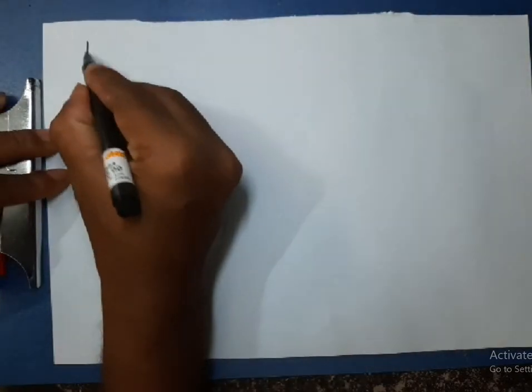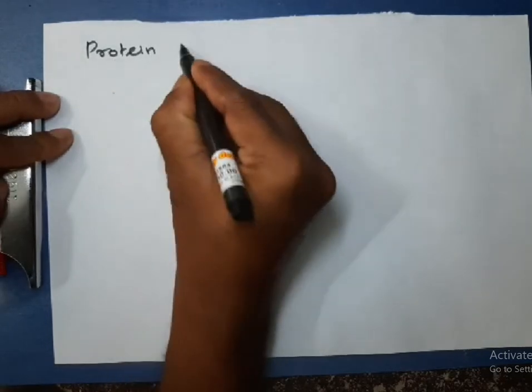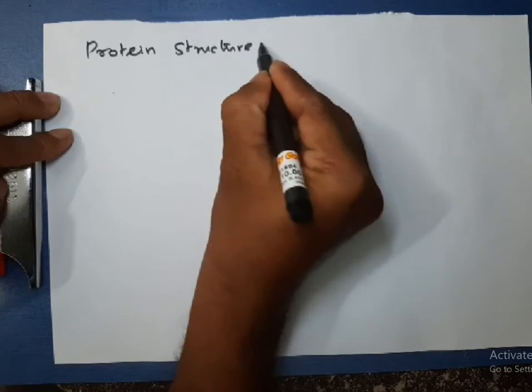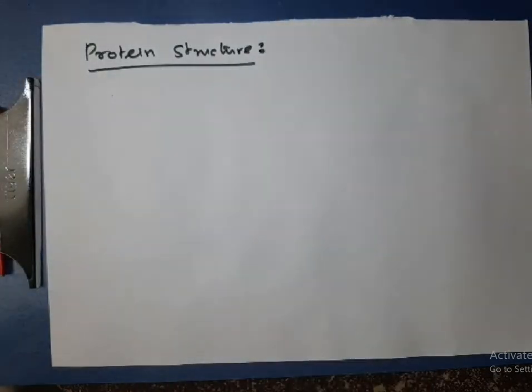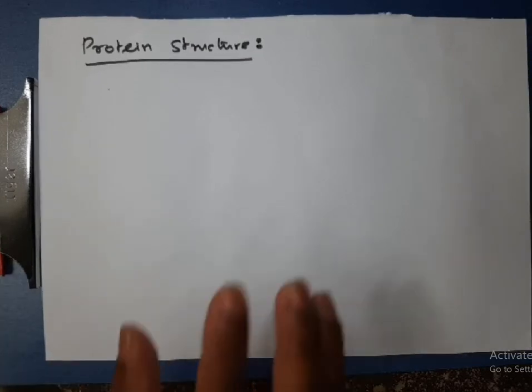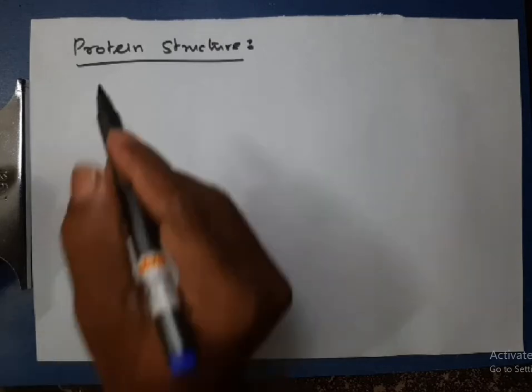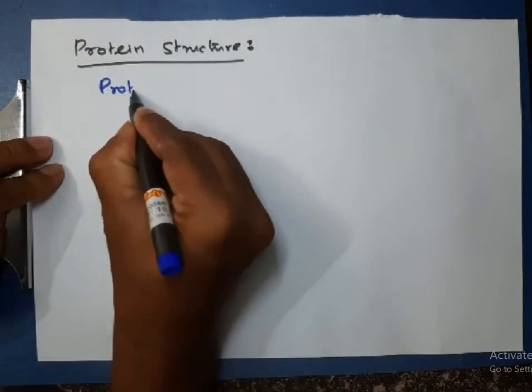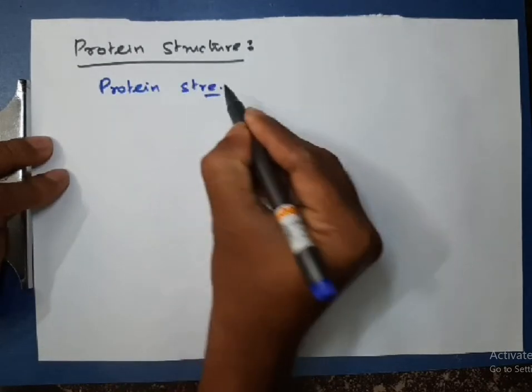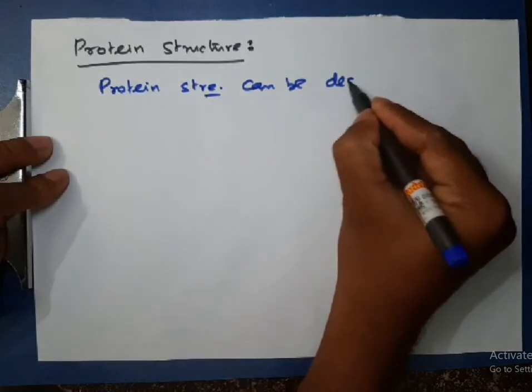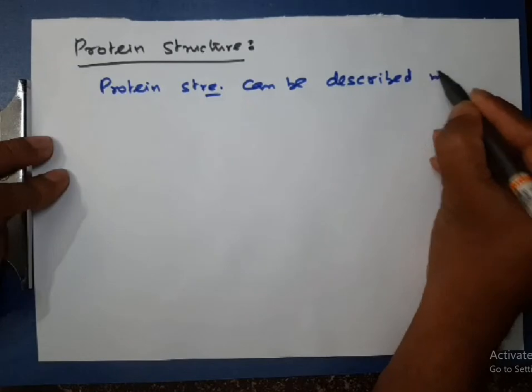Okay. Now we'll see the structure of protein. This is actually a very big topic, but I'm going to discuss it in a short manner. It is a wide topic actually. Protein structure can be described in four levels.